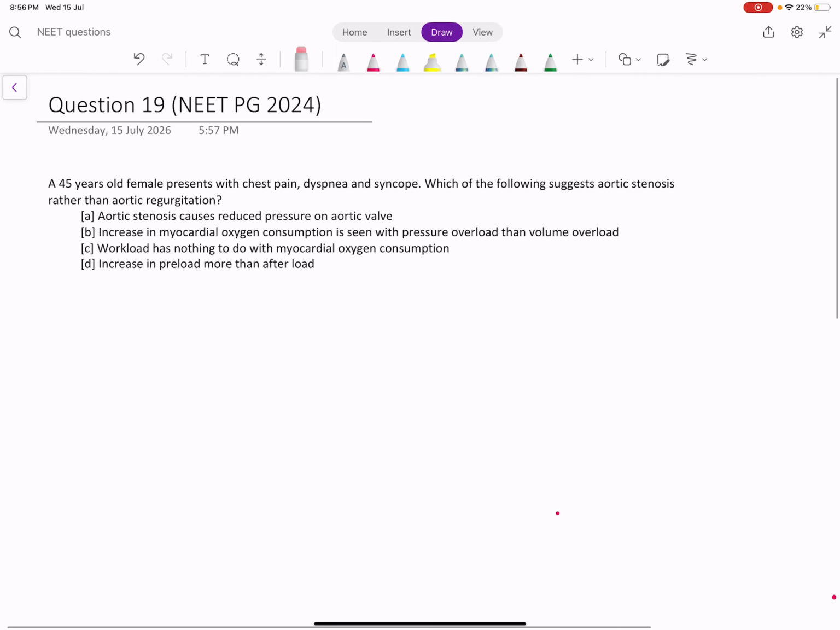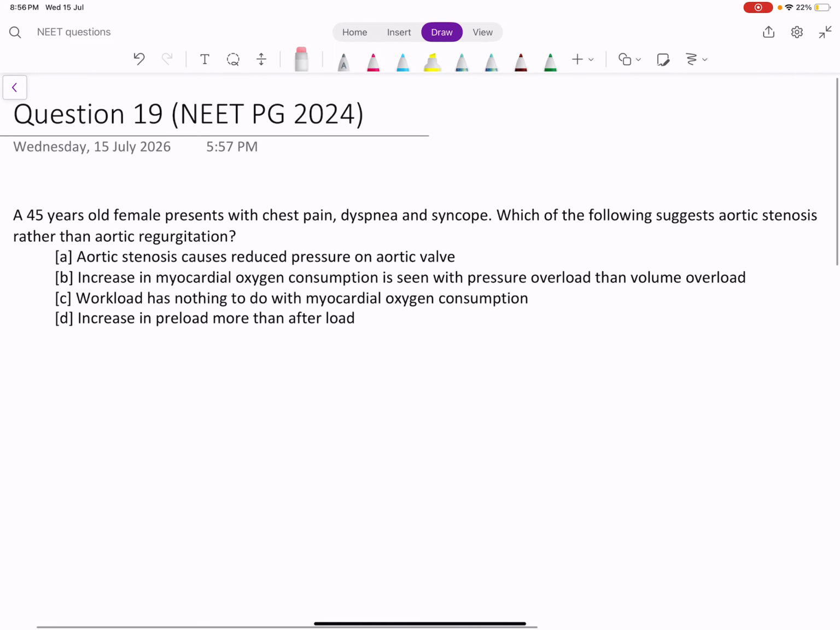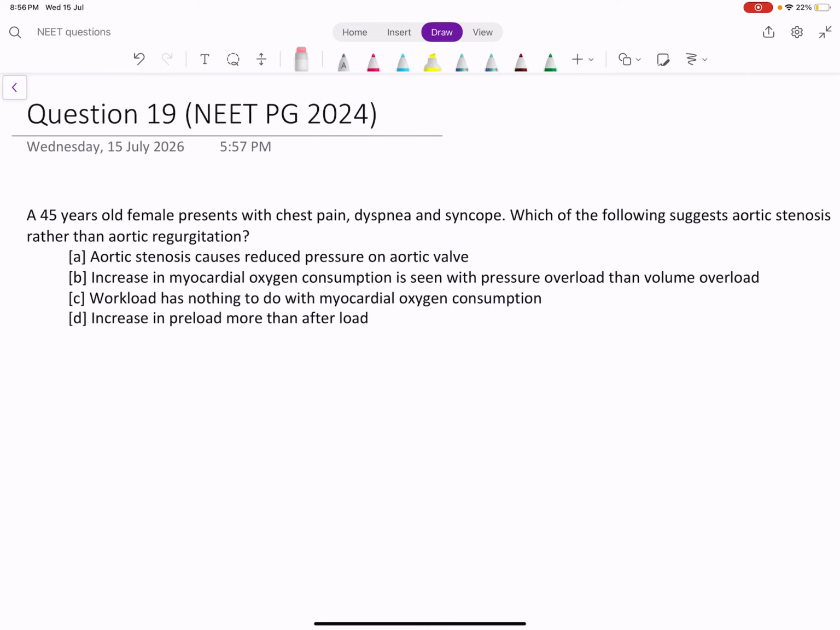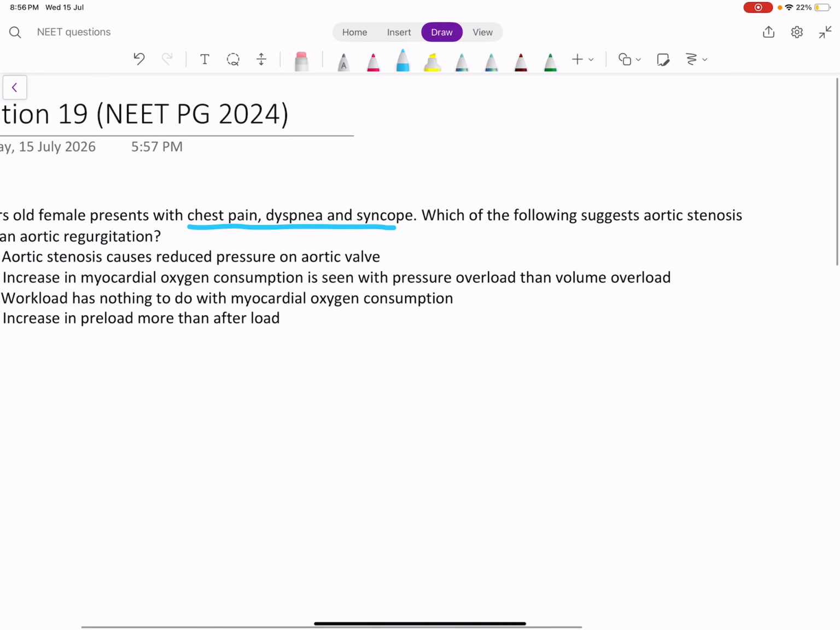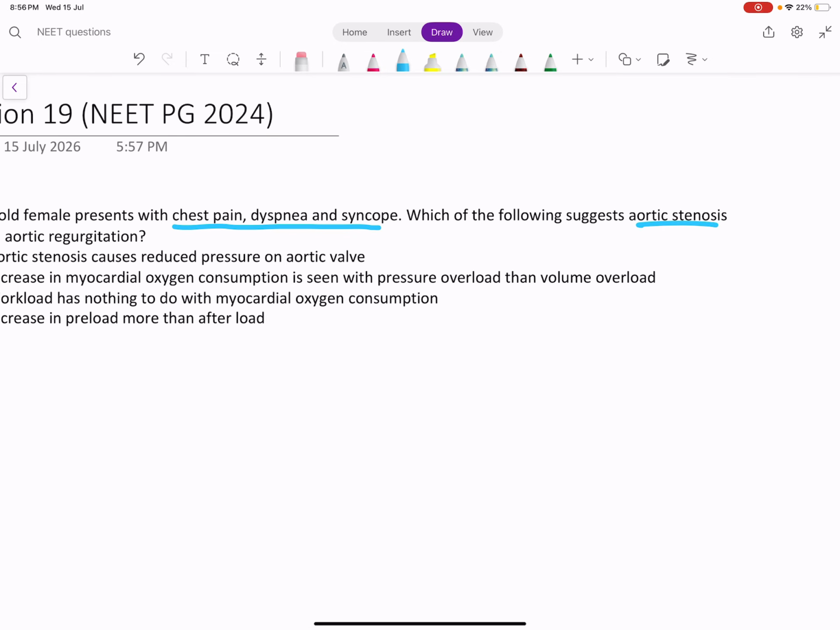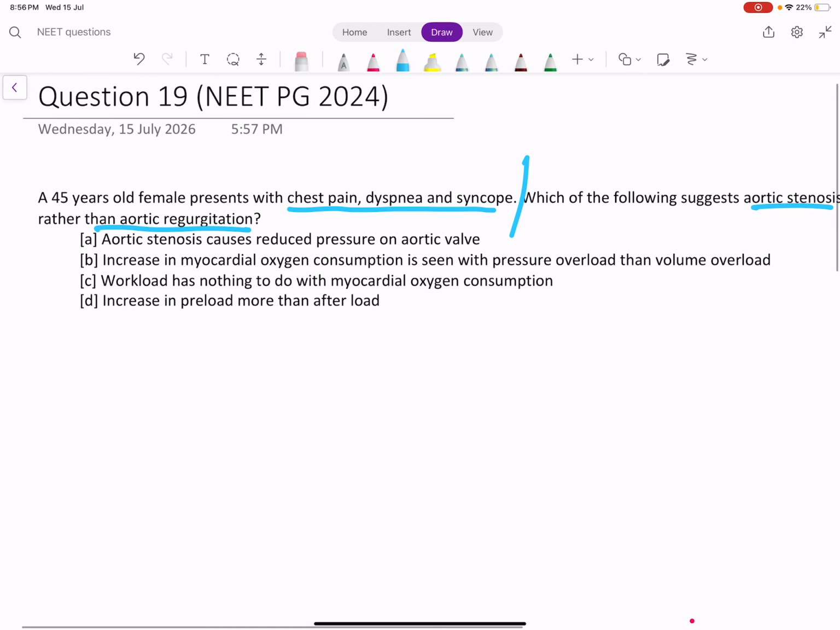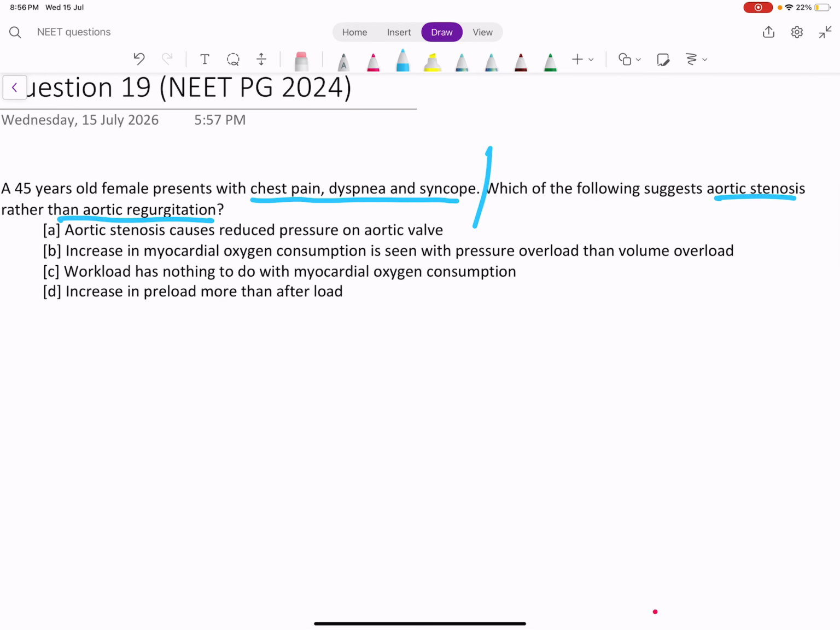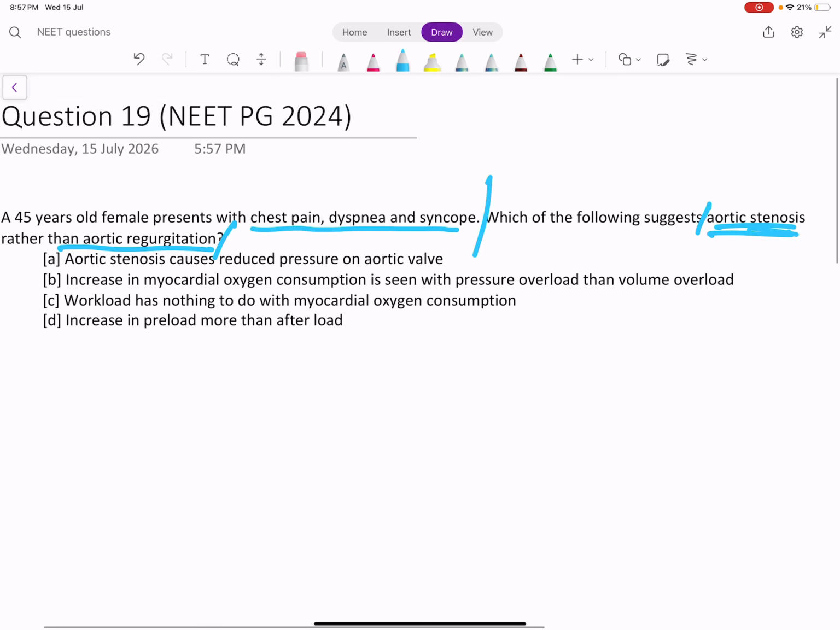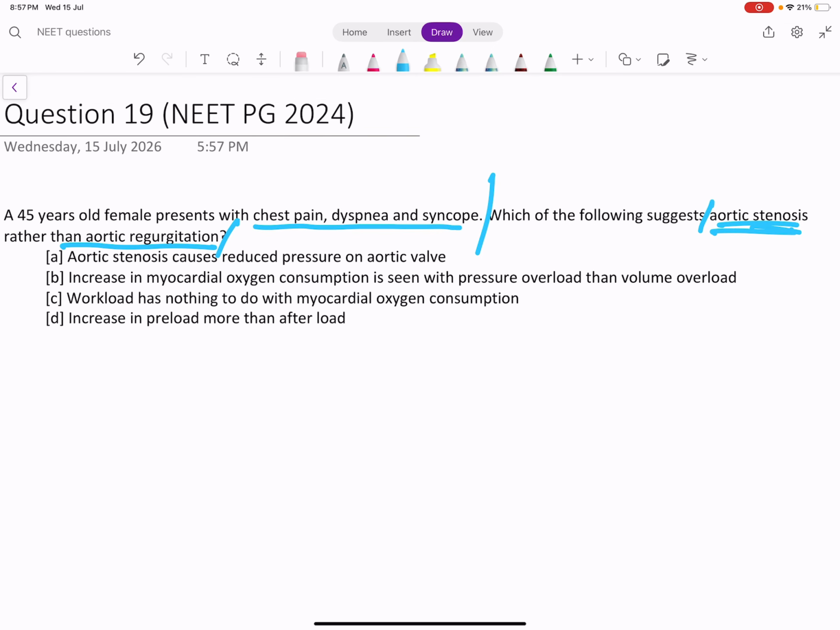Coming to question 9 of NEET PG 2024. A 45 year old female presents with chest pain, dyspnea and syncope. Which of the following suggests aortic stenosis rather than aortic regurgitation? You need not see the first part here because the question is in the second part only. You have to find out which option suggests aortic stenosis rather than aortic regurgitation. But anyway, we'll read the question.